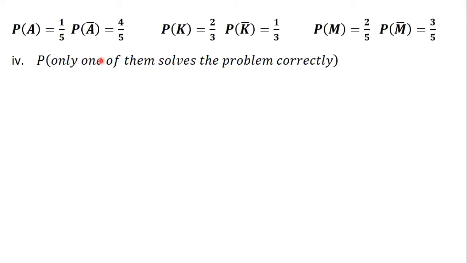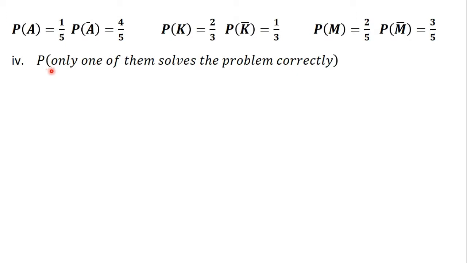We have already found out that the probability that Amma solves the problem correctly is 1 divided by 5. The probability that Amma does not solve the problem correctly is 4 divided by 5. The probability that Kweku solves the problem correctly is 2 divided by 3. The probability that Kweku does not solve the problem correctly is 1 divided by 3. The probability that Musa solves the problem correctly is 2 divided by 5. And the probability that Musa does not solve the problem correctly is 3 divided by 5.